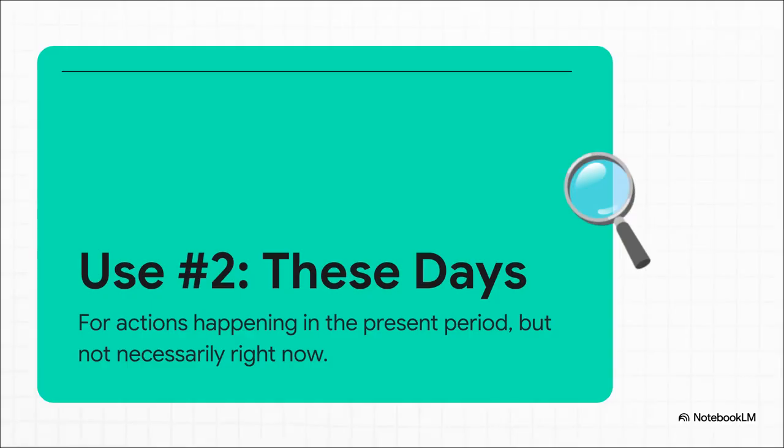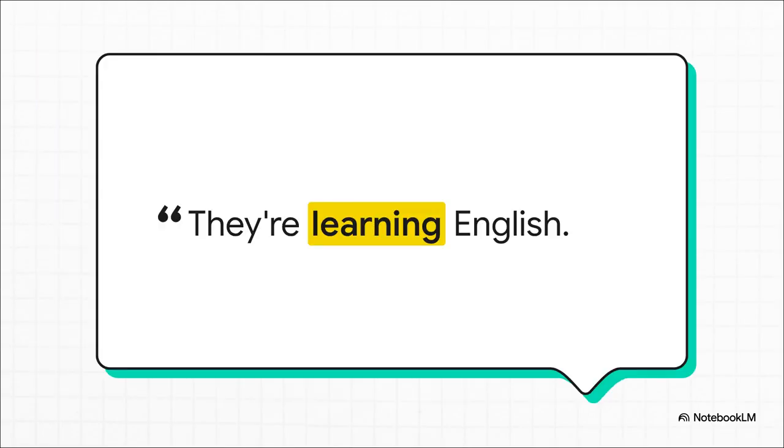Okay, on to use number 2. This one's a little bit broader, a little more flexible. So we also use this for things that are happening around the present time, but maybe not at this exact second. Think of them as temporary projects or situations in your life, things you're doing these days or currently. This example just hits the nail on the head. Chances are they aren't looking at a grammar book this very instant, but learning English is the project they are working on in this period of their life. It's an ongoing process.